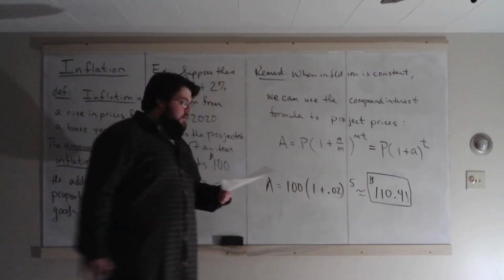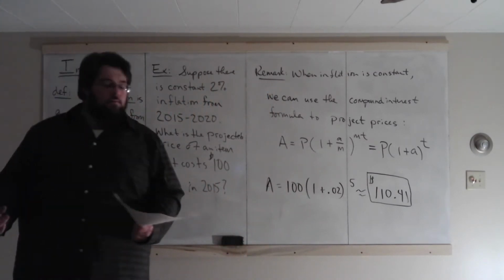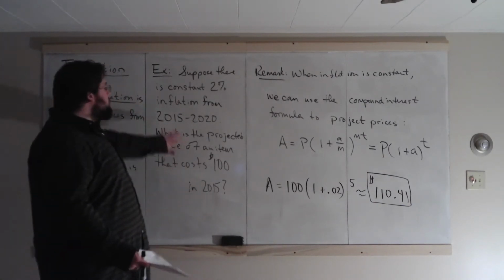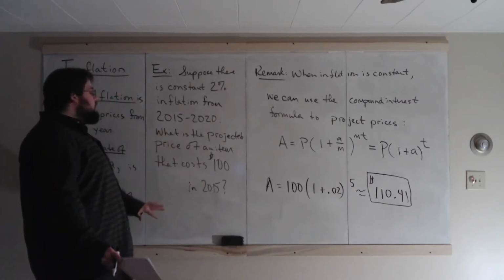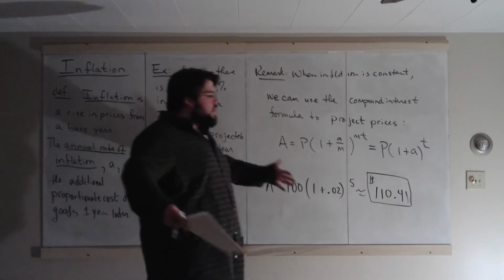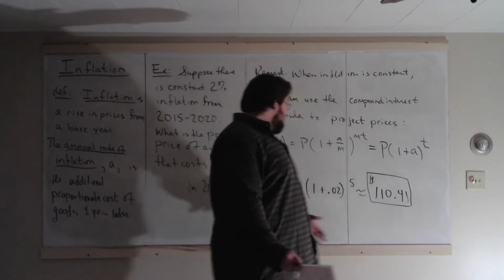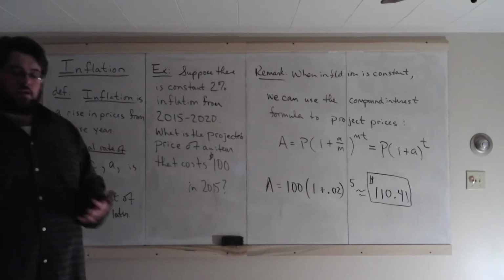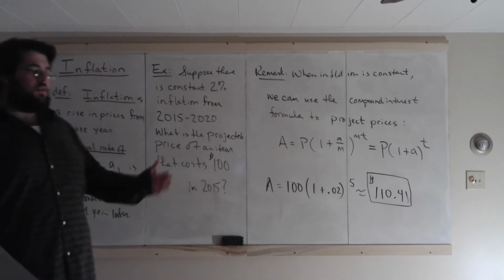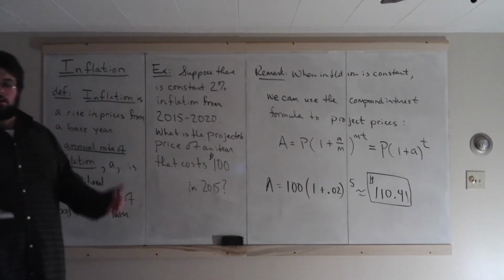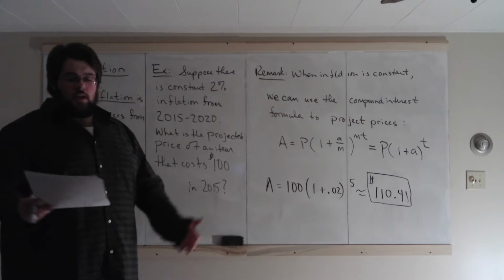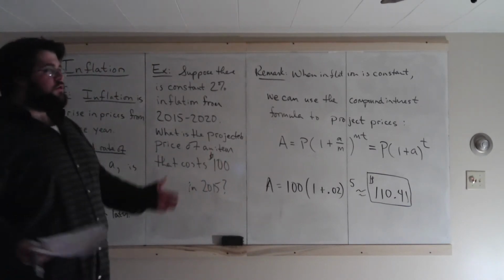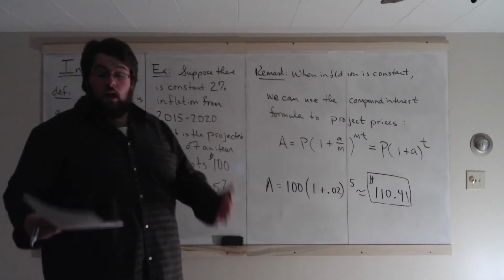Now, given this information about inflation, $100 buys some product in 2015. But that $100 does not buy the same product in 2020. In other words, this $100 becomes worth a little less in these 5 years because of inflation. And we can use inflation to come up with a formula that shows how the dollar loses value. So let's do that now.